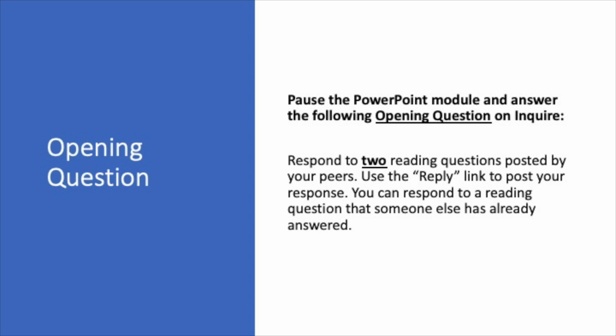Now that we have wrapped up our power elite section, our political inequality section, I do have an opening question for you on race. Respond to 2 reading questions posted by your peers. To do this, use the reply link, and that will enable you to post your response right under the reading question that your peer posted. You can respond to a reading question that someone else has already answered. These do not have to be very long responses. It can just be several sentences. But please do go on to Inquire now and respond to 2 reading questions posted by your peers, and then come back here for the rest of the module.